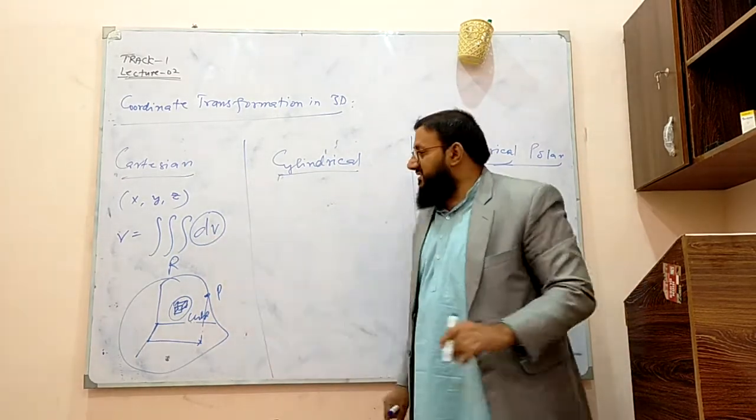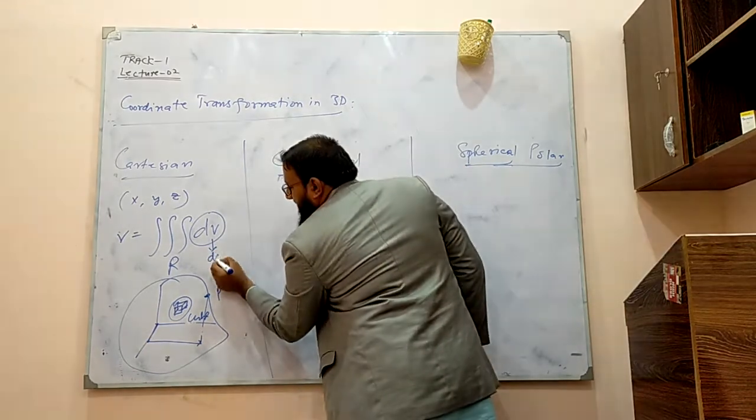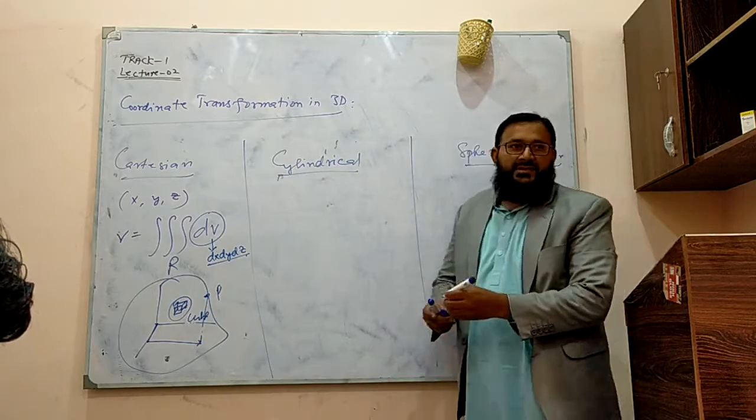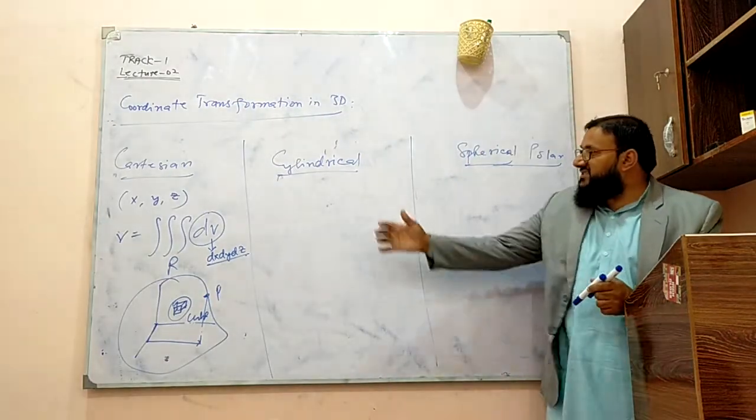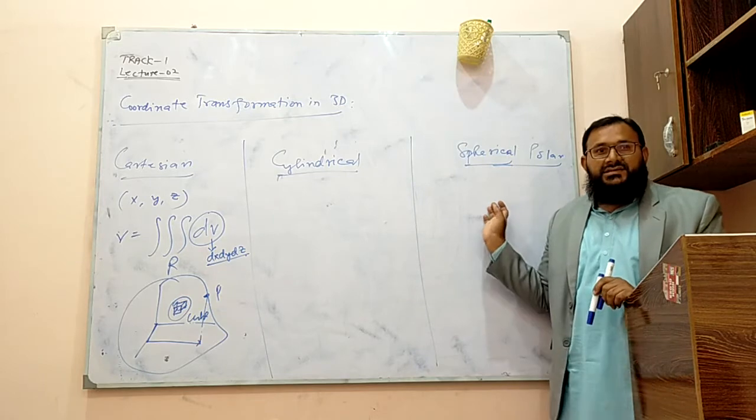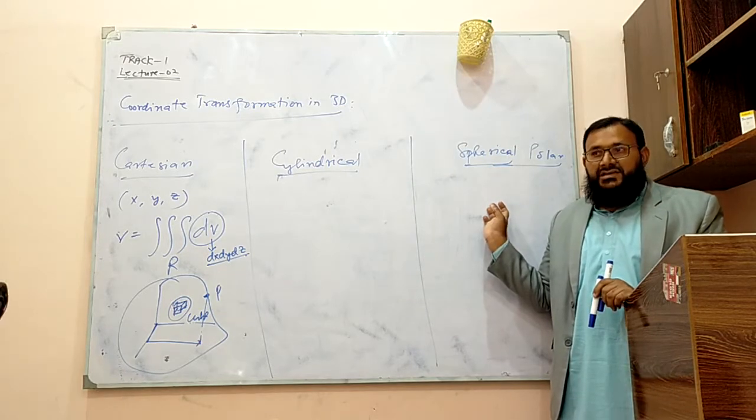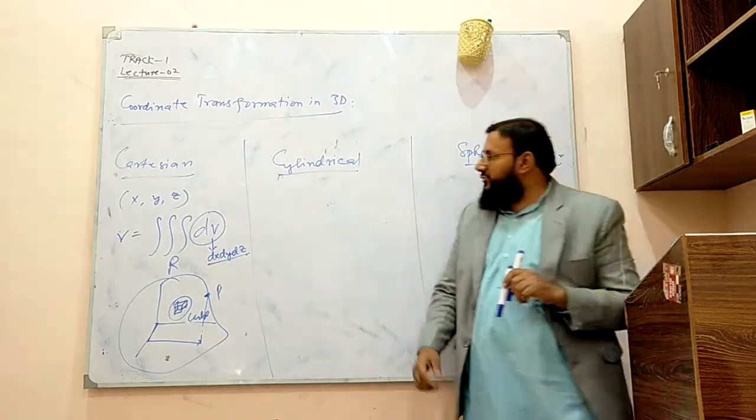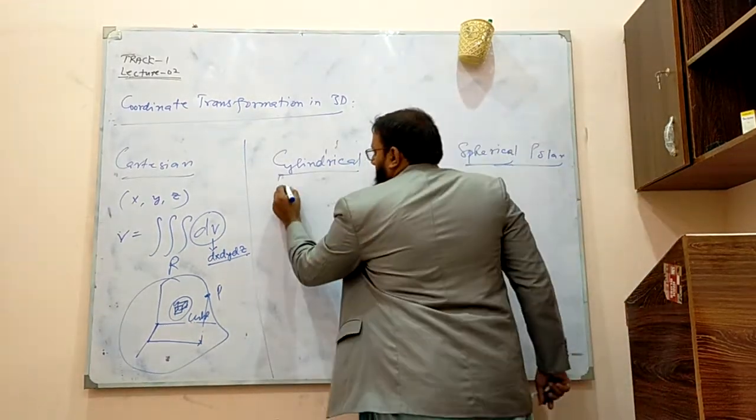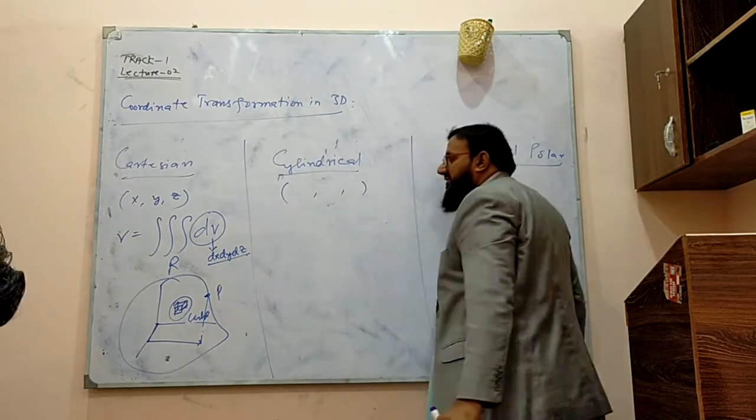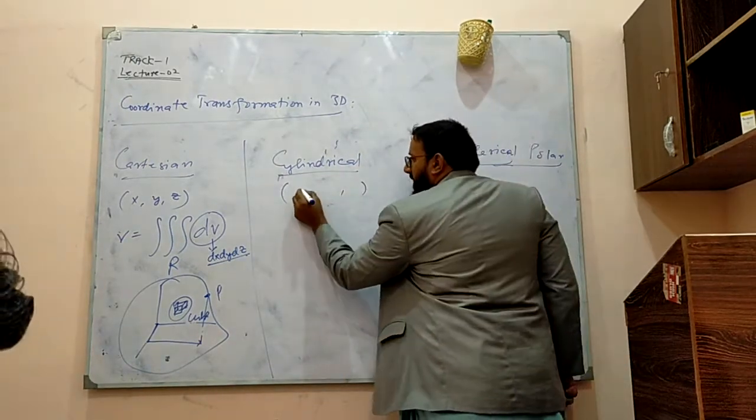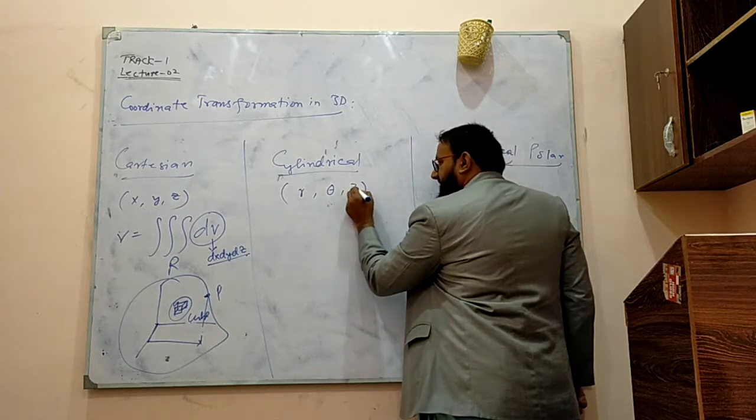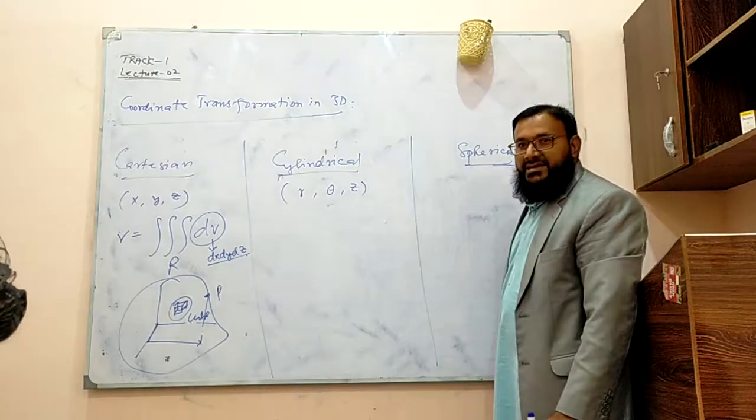And what is dV in Cartesian coordinates? This dV would be simply dx, dy and dz. But the case would be different in cylindrical coordinates, and it would be different in spherical coordinates or spherical polar coordinates. So how to do this? What are the three components in cylindrical coordinates? R, theta and z.